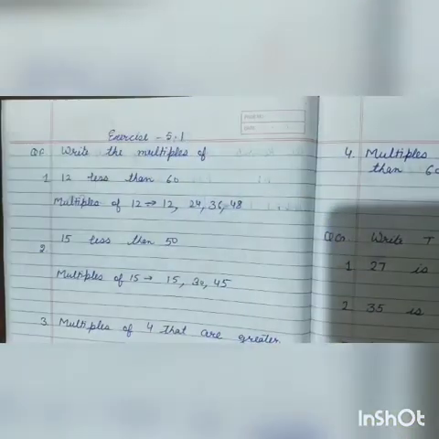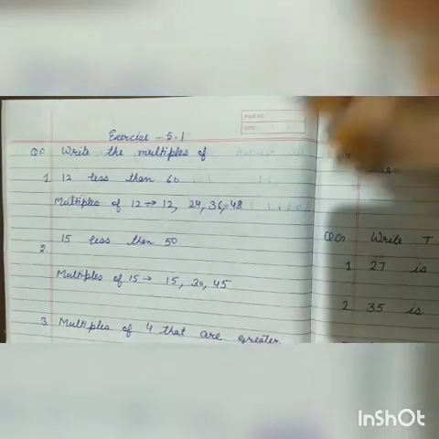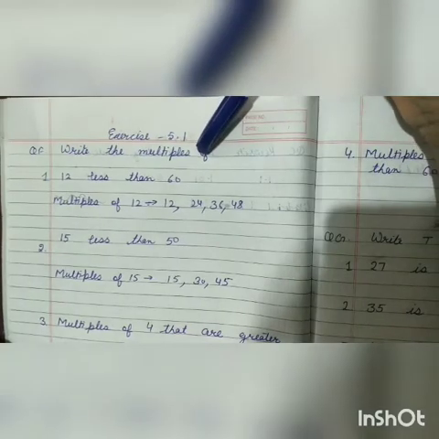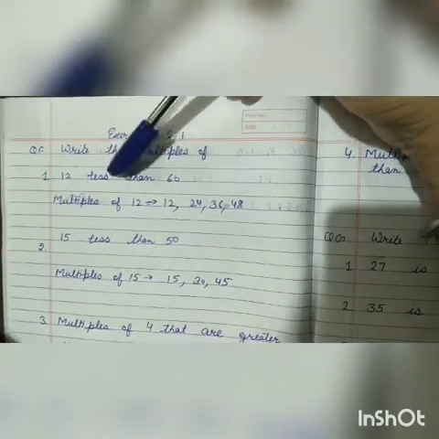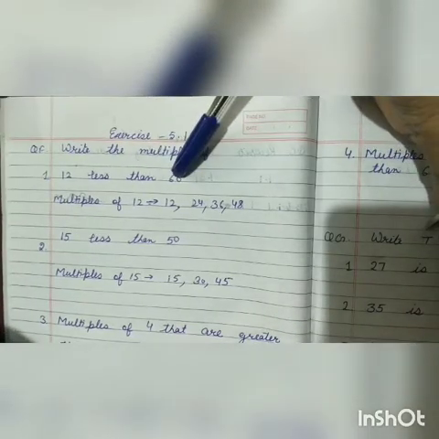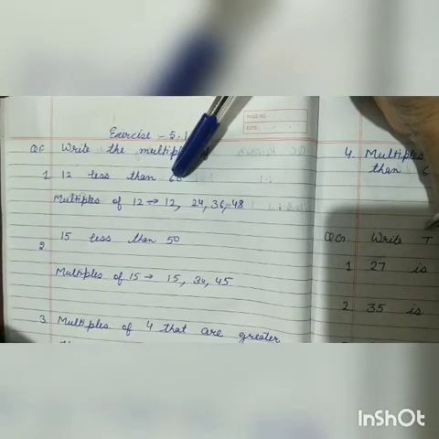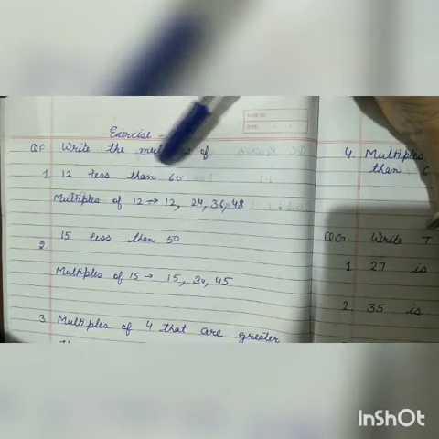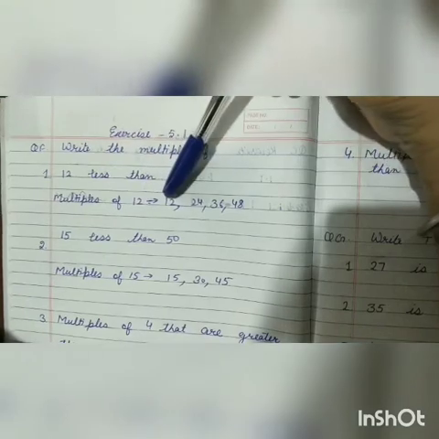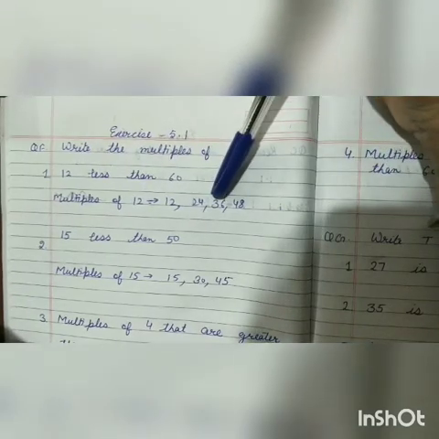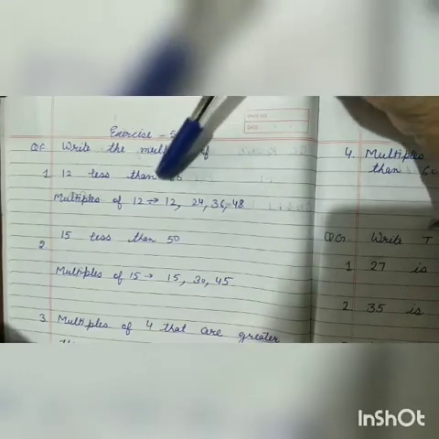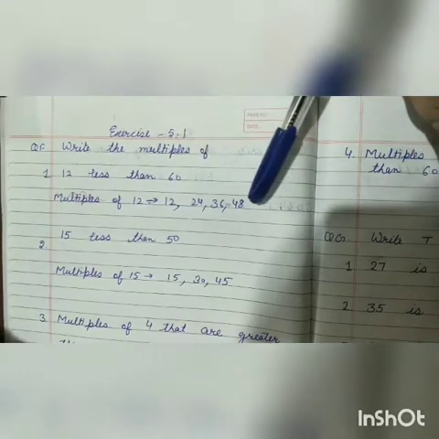5.1 question E. Question F. Write the multiples of, first is 12 less than 60. It means we have to find out multiples of 12. The number should be less than 60. You know multiples? Multiples are just like tables. You have to write tables of 12. Multiples of 12 will be 12, 24, 36, 48. We have to write less than 60. So we will not take 60.